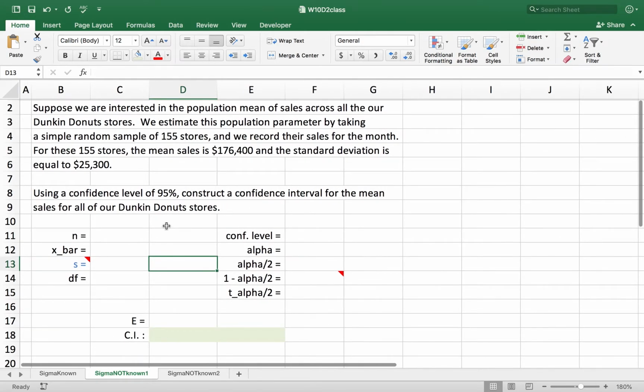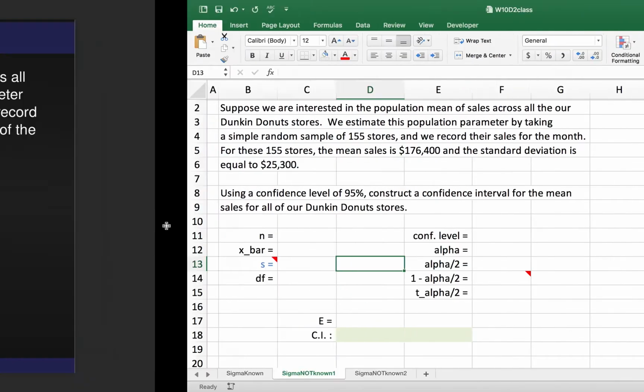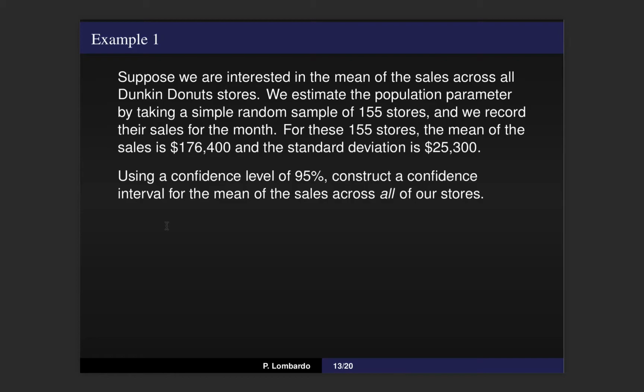All right, so as we did in the previous case, we're just going to work on the reading comprehension side of this, go through sentence by sentence, and think about what each sentence is trying to tell us. In the first case, suppose we're interested in the mean of the sales across all Dunkin' Donuts stores. We're referring to our actual population parameter we're trying to estimate. So we know that mu represents the mean of the sales across all Dunkin' Donuts stores.